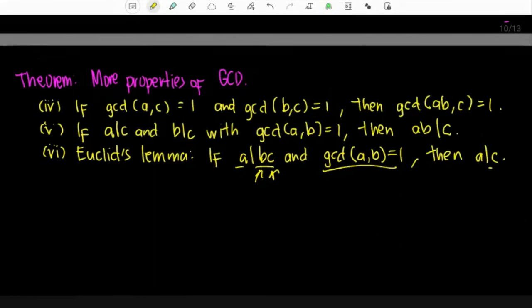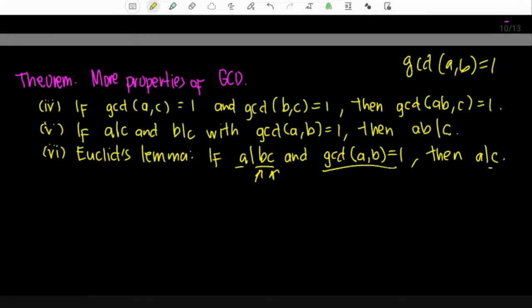Pag ang GCD, unless equal sa 1 pareho, ay equal to 1, then ibig sabihin, si A, kung siya yung mas maliit kaysa B, ay hindi factor ni B. Or si B, hindi factor ni A. Again, except when the case when both A and B are 1. Of course, pag ang isang value dyan, 1, edi talaga ang GCD niya magiging 1. So, for non-trivial cases, ang ibig sabihin ng GCD 1 ay hindi factor ng isa yung isa.